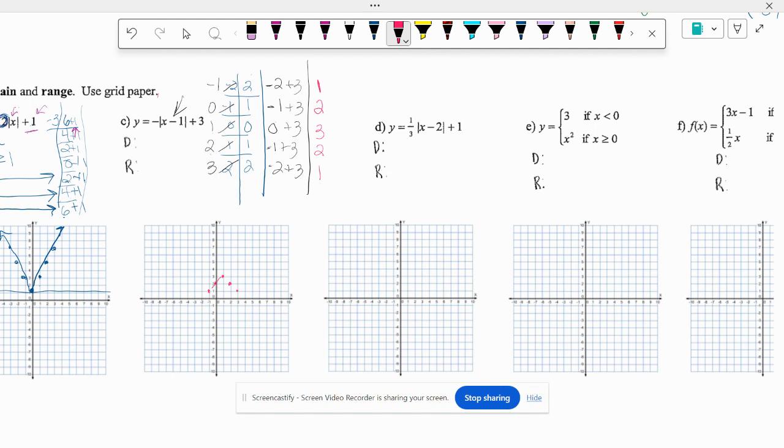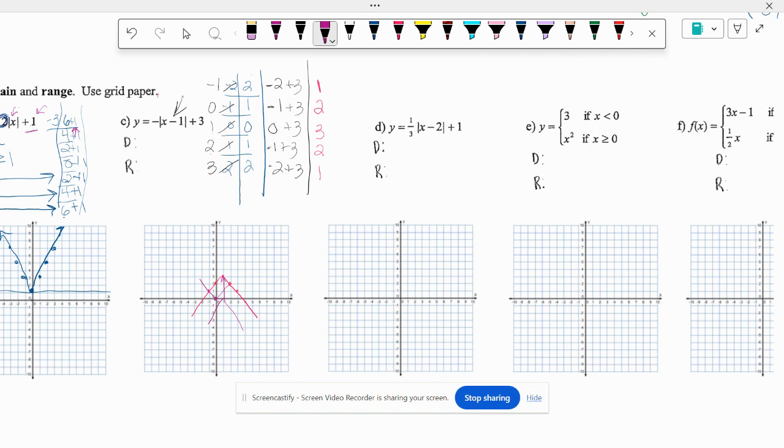So as you can see, we have reflected this over the x-axis. The vertex really started here and went up this way, the parent function. We moved the vertex to the right 1, we reflected it, and then we moved that up 3. That's really what happened, okay?